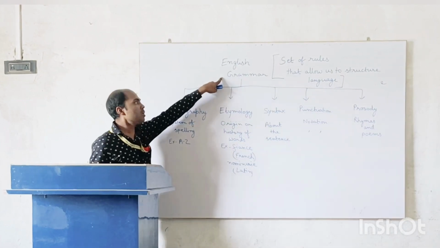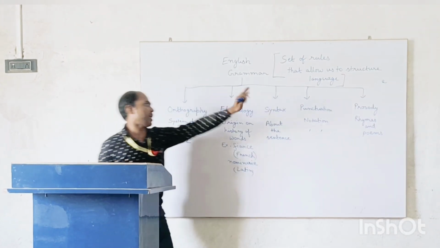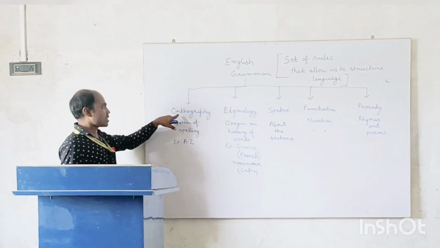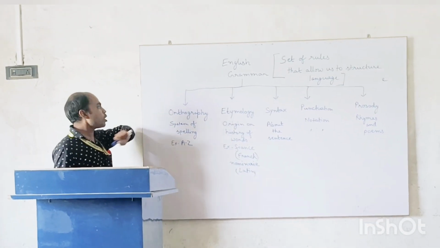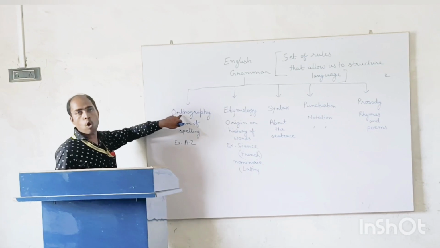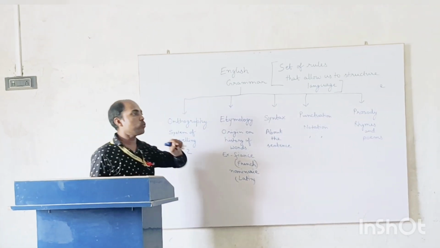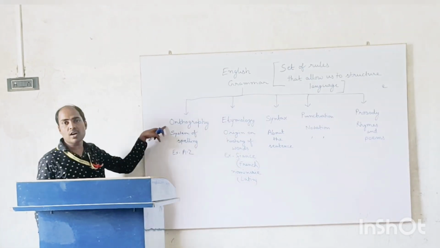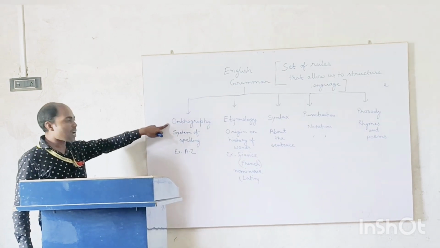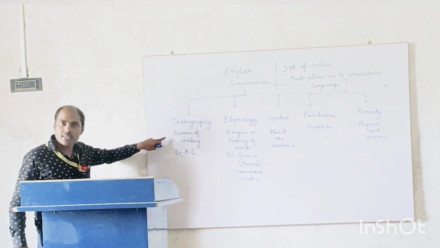Now, this grammar is divided into 5 types. These 5 types, as you see, I have written. Coming to the first type, it is orthography. Let's try to understand what orthography is. Orthography is a system of spelling.